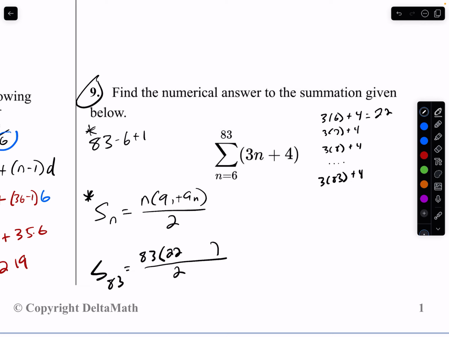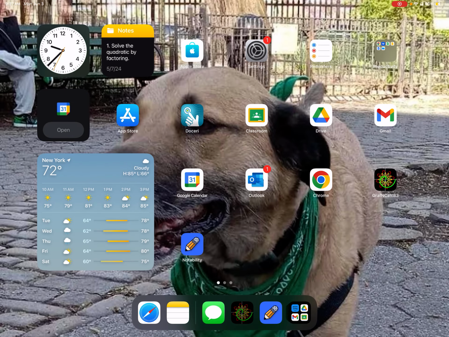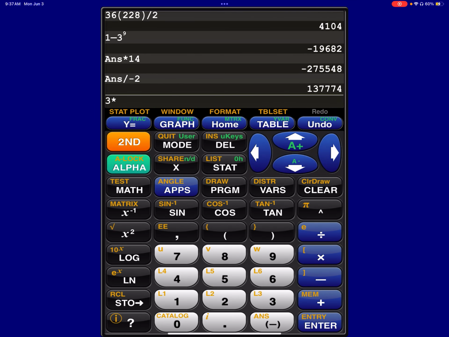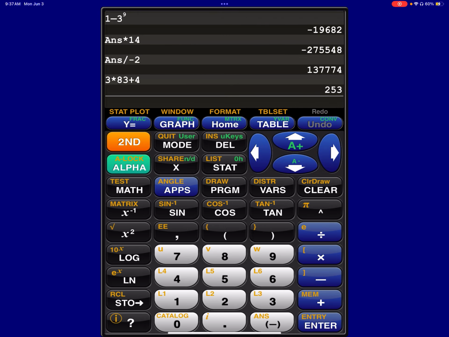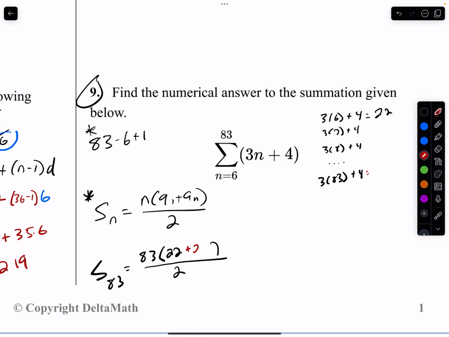Well, that's pretty easy. I just substitute in 83. So 3 times 83 plus 4. So let's check that out. What is 3 times 83 plus 4? Okay, 3 times 83 plus 4 is 253. So there we go. I know that this last term is 253.